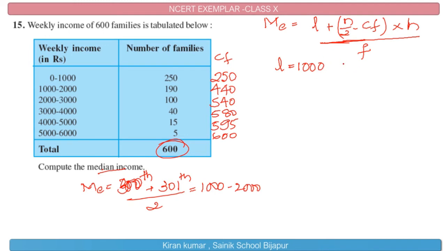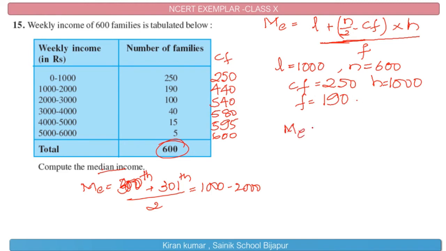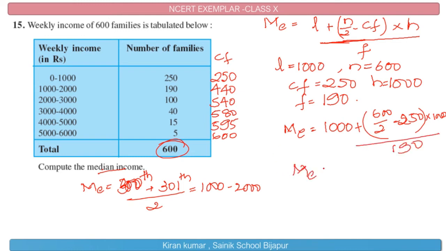So the lower limit is 1000, the number of observations is 600, the cumulative frequency is 250, the class size is 1000, and the frequency is 190. Let us substitute the values. Median will be 1000 plus 600 upon 2 minus 250, multiplied by 1000, divided by 190. So the median will be 1263.15.